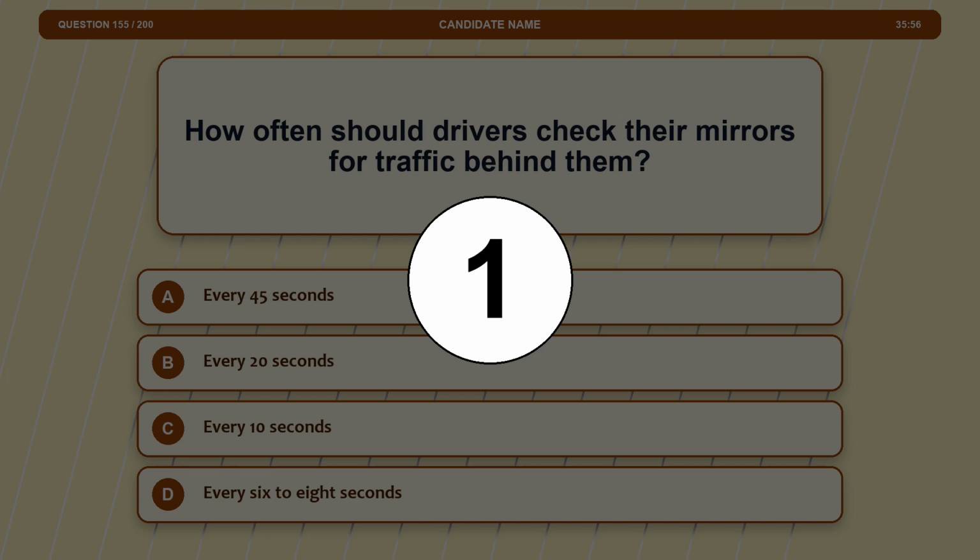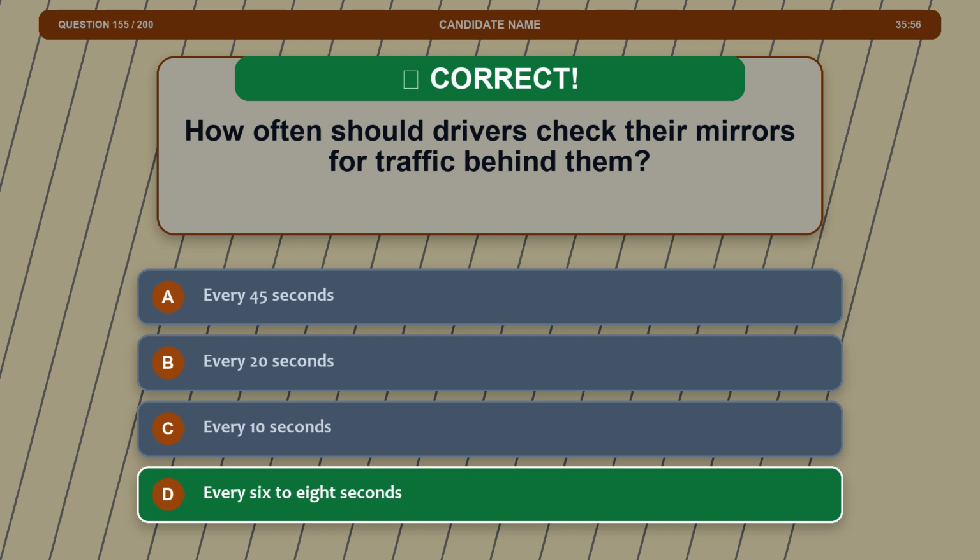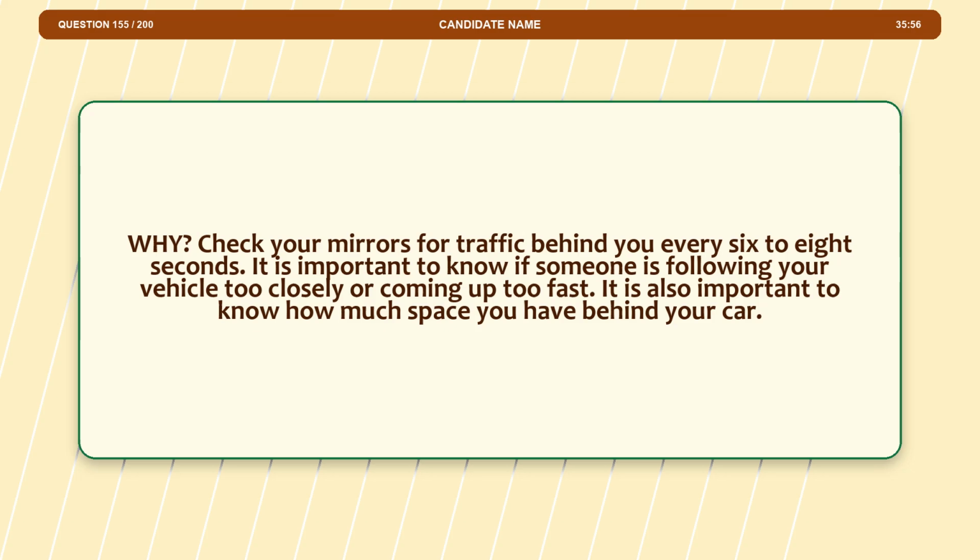The correct answer is option D. Every 6 to 8 seconds. Explanation. Check your mirrors for traffic behind you every 6 to 8 seconds. It is important to know if someone is following your vehicle too closely or coming up too fast. It is also important to know how much space you have behind your car.